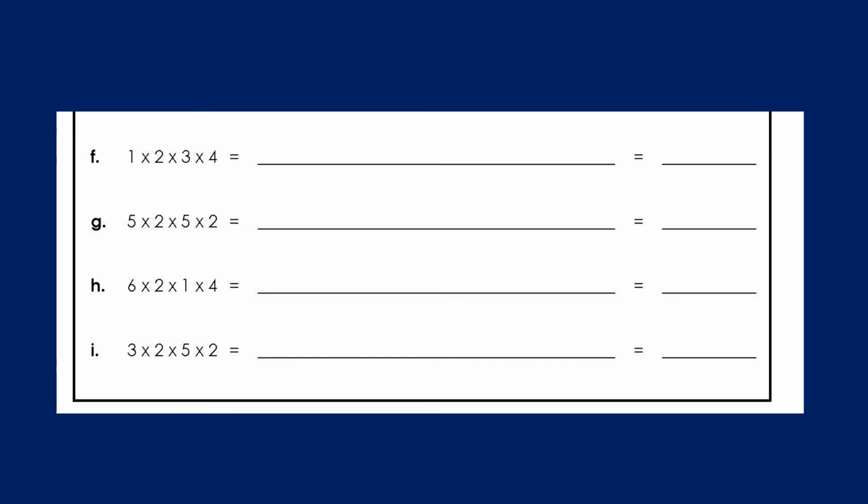Question F. 1 times 2 times 3 times 4. So 1 times 2 is 2, times 3 equals 6, times 4 equals 24. So I could do 4 times 3 times 1 times 2. 4 times 3 equals 12, times 1 equals 12, times 2 equals 24.